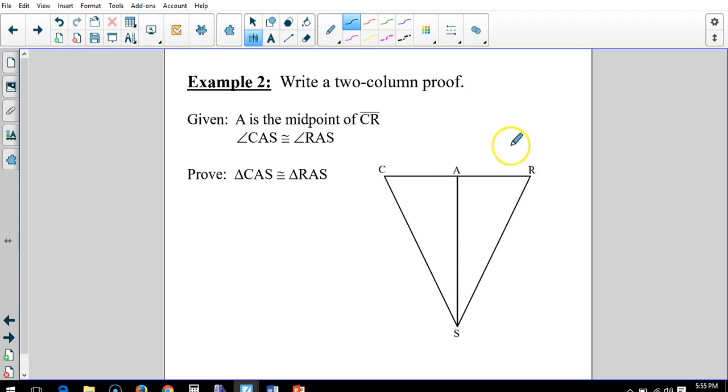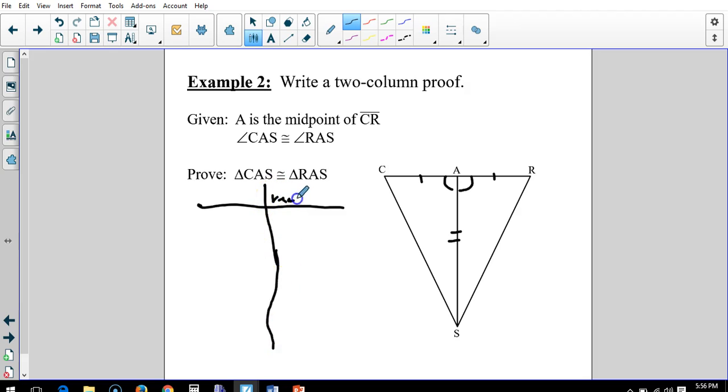Okay, example 2. A is the midpoint of CR. So at that point, we know this and this are equal. It also says CAS is equal to RAS. We know they're going to be 90, but we just have to mark them congruent. And we know this is congruent to itself. So now we go on.